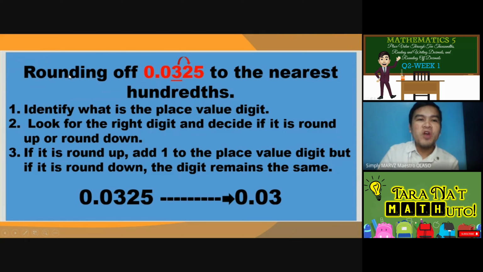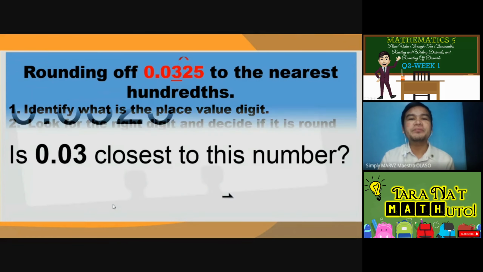So when we round off 325 ten thousandths to the nearest hundredths, we have the answer 3 hundredths. So is 3 hundredths closest to 325 ten thousandths? Yes, ang ating sagot. Nakuha po. Round off? Yeah, let's have this one.